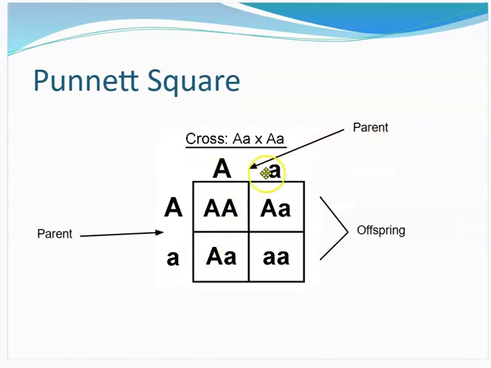So if we look at the parents, we have 1 on top and 1 on the side. Like I said, it doesn't matter which is where, but we just have 1 on the top and 1 on the side, and we have the offspring in the middle.